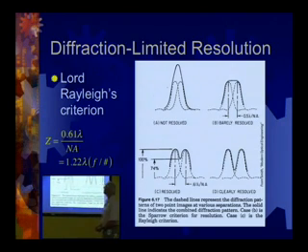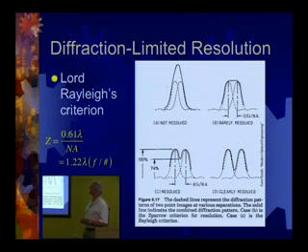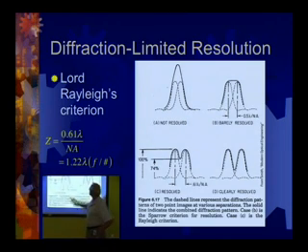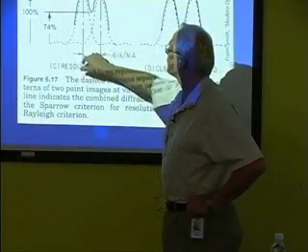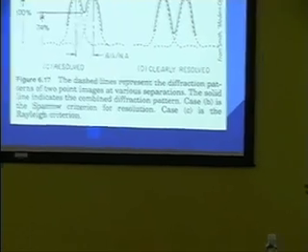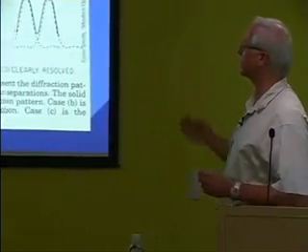So the smaller the F number, the smaller the distance over there. The larger the F number, the larger that gets. And for higher wavelengths, the diffraction, the Airy disk gets larger.